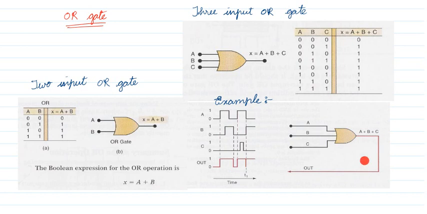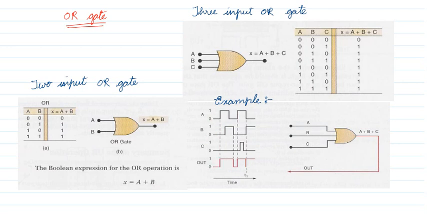Right? So this is a 3 input OR gate I have taken. I have drawn the waveform for A, B and C. We can see that A can be 0 or 1, similarly B can be 0 or 1, C can also be 0 or 1. What is the output? If you look at this time all are 0, so the output is 0.